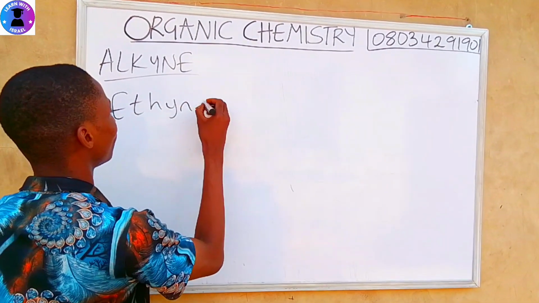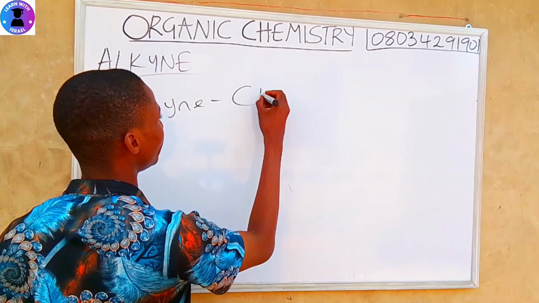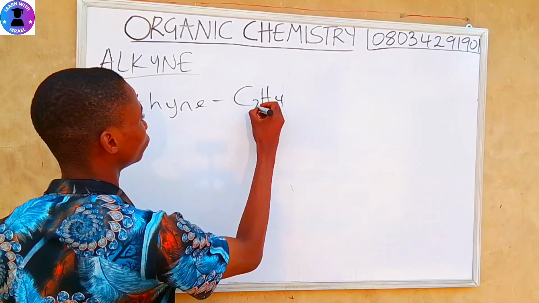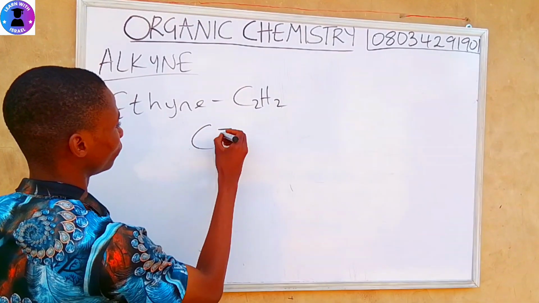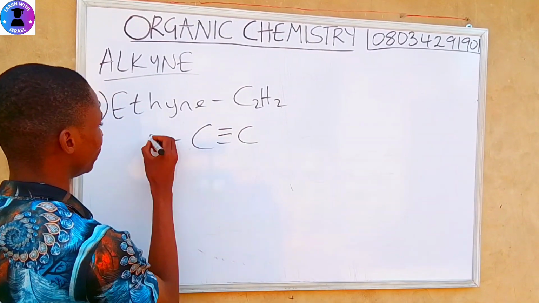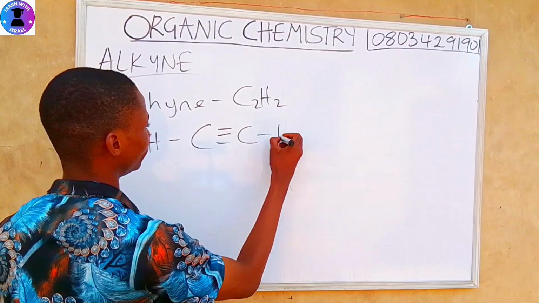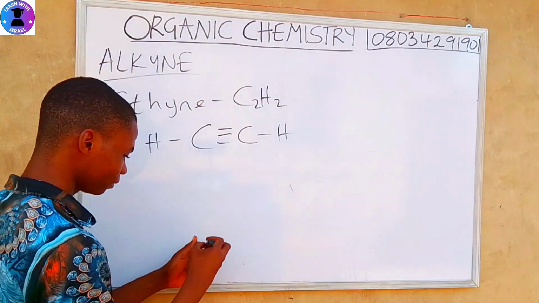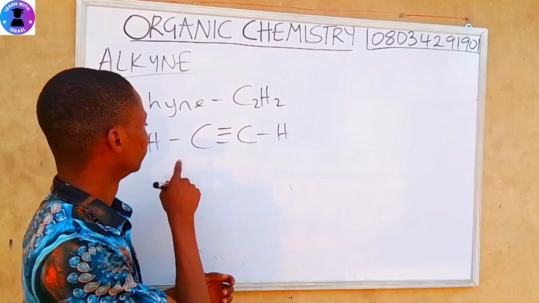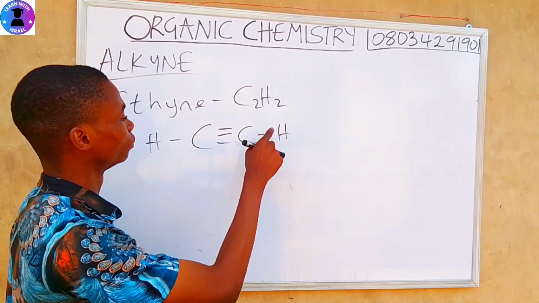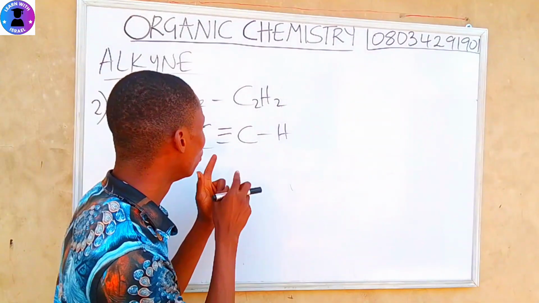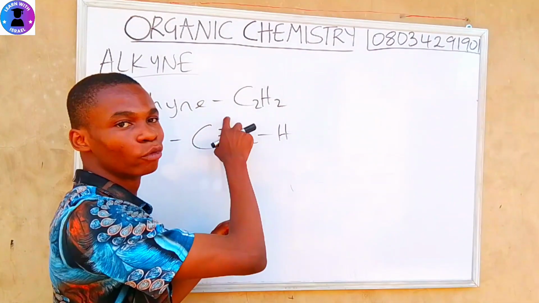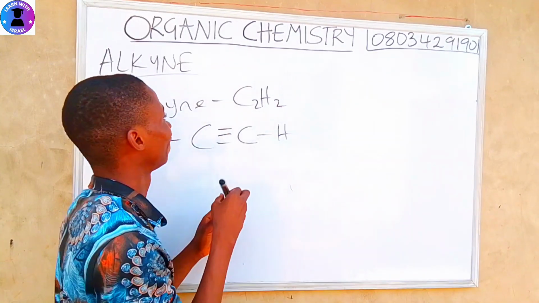Let's draw the structure of the first 4, starting from ethyne. Ethyne is C2H2, sorry, C2H2. So we have one hydrogen here and the other hydrogen here. It is complete, right? C2H2, two hydrogen, two carbon. And don't forget to put the triple bond.